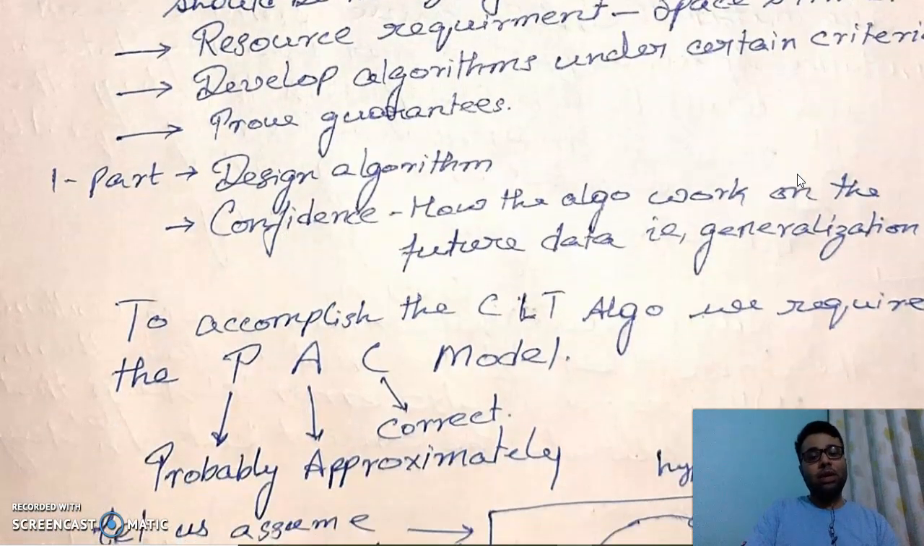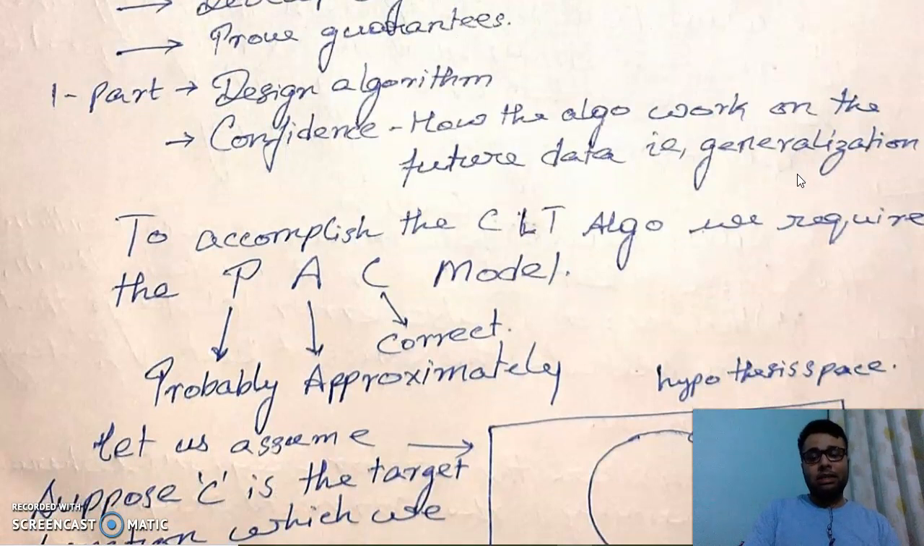Now, how can we design the algorithm? So before designing the algorithm, we must keep this very important point in mind, that there should be enough confidence present in that algorithm. So when I'm talking about confidence, what does it signify? It signifies how the algorithm actually works on the future data.